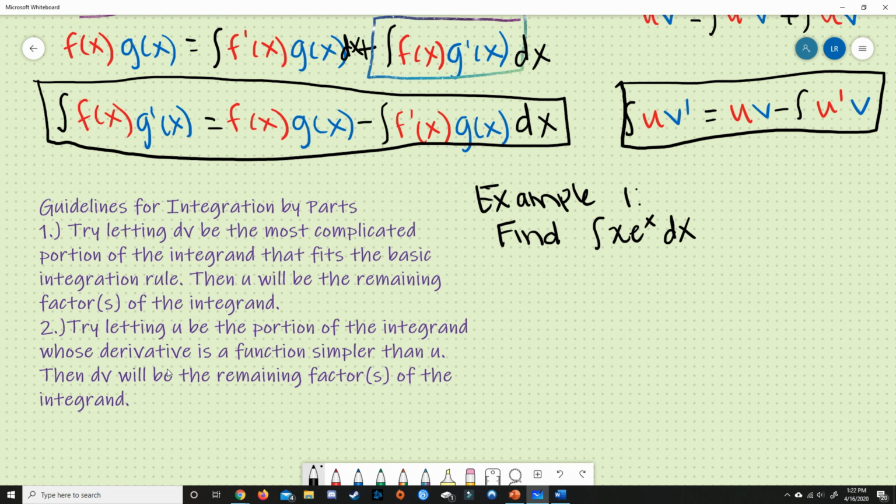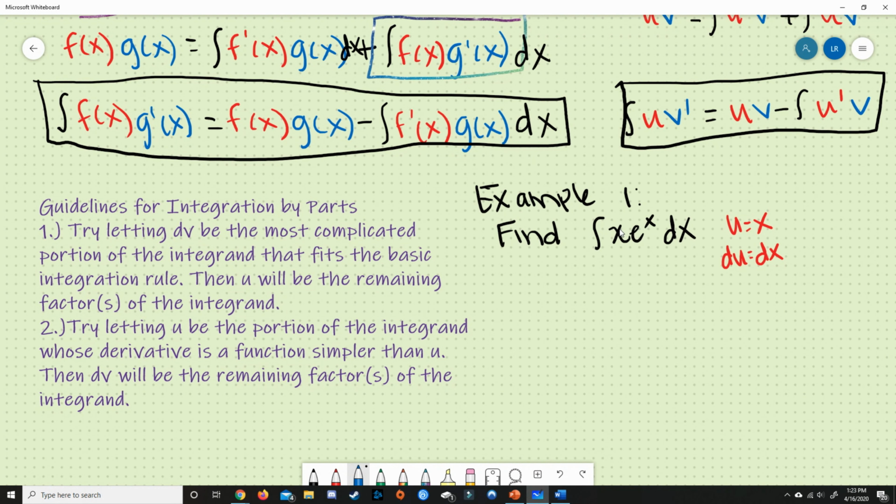And now what these guidelines are saying is either try letting dv, so the derivative of v, so this one here, v prime, be the most complicated portion of the integrand that fits the basic integral rule, and then u will be the remaining, or try letting u be the portion of the integrand whose derivative is a function that's simpler than u. And so when I look at this here, by assigning x to be u, the derivative of that is a heck of a lot simpler. So if I were to say that u is x, that means du is just dx, because the derivative of x is 1. That is simpler.